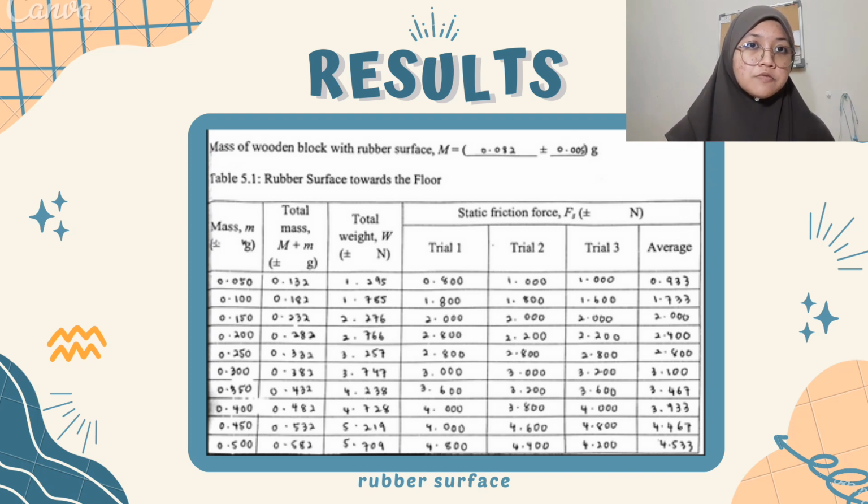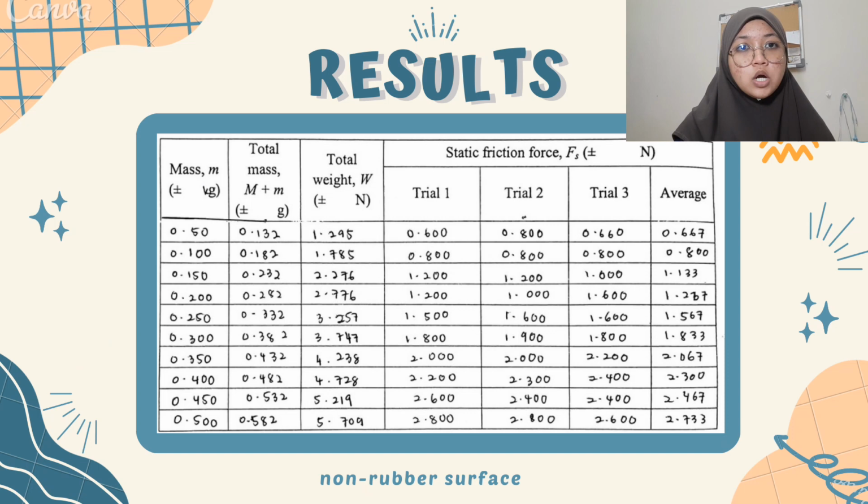About the static friction force, we do the 3 trials, and then we need to get the average, which is just adding the 3 trials and dividing by 3, so that we get the average. It's just the same with the non-rubber surface towards the floor.